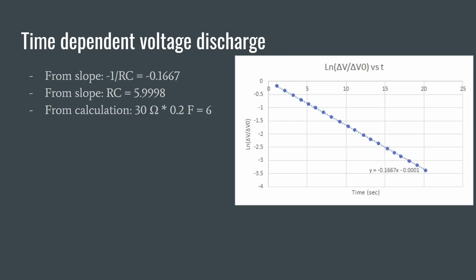So this is the graph of the time-dependent voltage discharge. This is the natural log of delta V over delta V naught, where our delta V naught here is 9 volts because that's the EMF. You can see it's a straight line. The slope is negative 0.1667, which is equal from our equation to negative 1 over RC. So when you solve for the RC value from the slope, you get 5.9998, and the calculated RC value is 6. So this graph is an accurate depiction, and that slope is accurate.